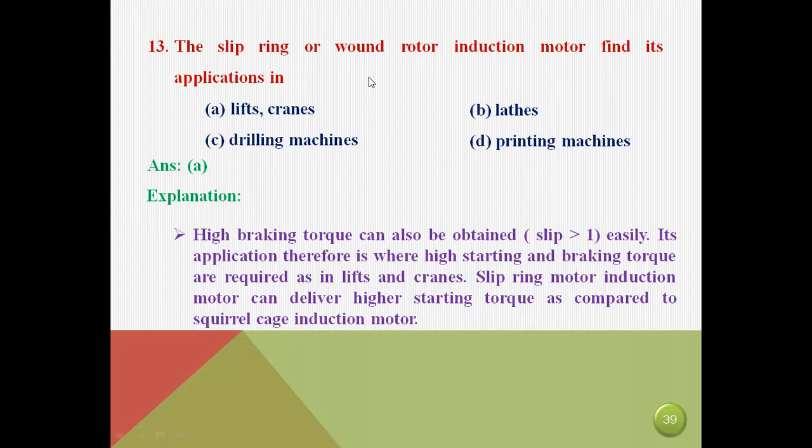There is a question about the slip ring or wound rotor induction motor: find its application in. As we are aware, we can use a slip ring motor where we require higher starting torque, and lifts and cranes require higher starting torque. So that will be the correct answer, because higher braking torque can be obtained if the slip value is greater than unity. Its application is in lifts and cranes, where higher starting and braking torque is required. So we can use slip ring in the lift and crane.